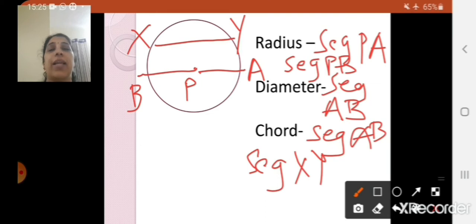In the exam, children, a figure will be given to you and then you have to identify what is the radius, what is the diameter or what is the chord, right? Figure will be given to you and the points will be given to you. So you have to identify what is the radius, what is the diameter and what is the chord.